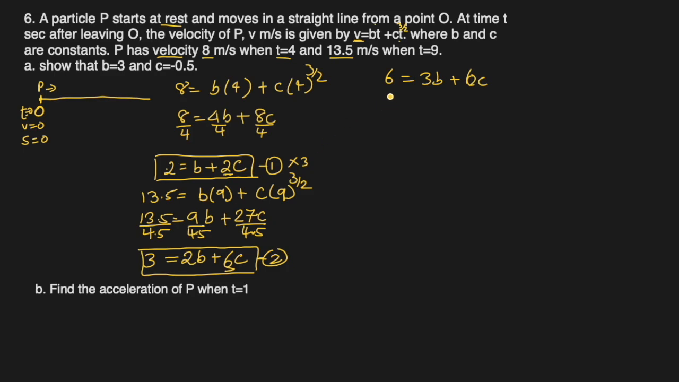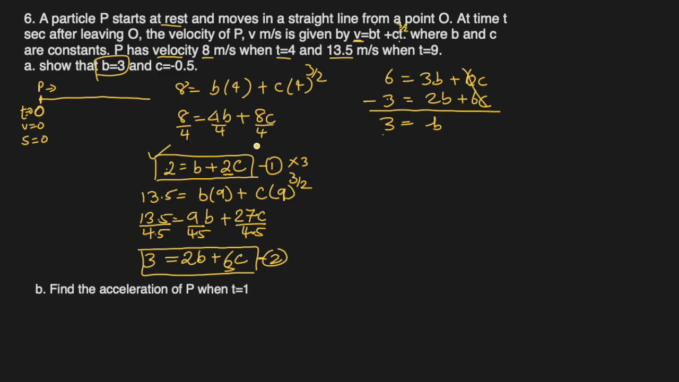Now the second one was 3 equal to 2b plus 6c. I did not change the second one, and I will subtract this. 6 minus 3 is 3. 3b minus 2b is just b, and they cancel. 6c minus 6c is 0. So b is equal to 3. This is what they wanted us to show. b is 3.